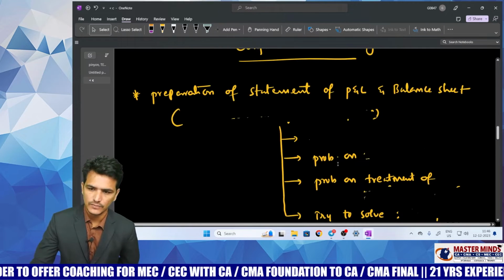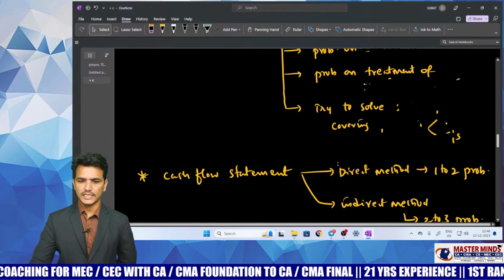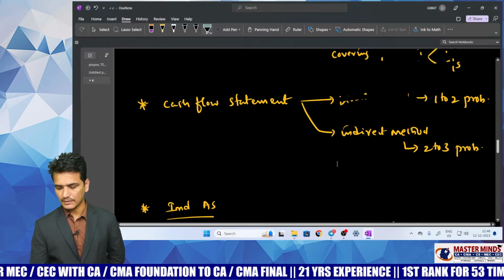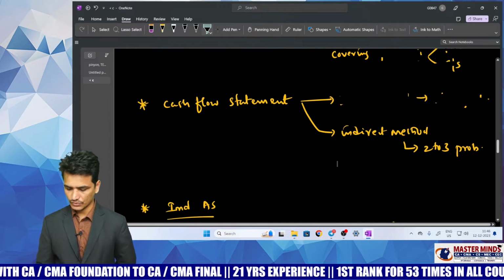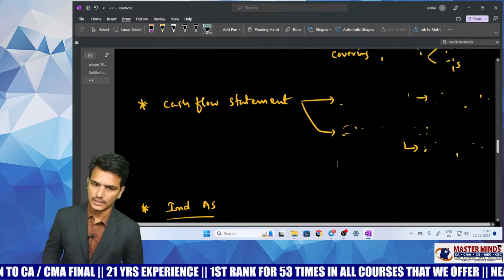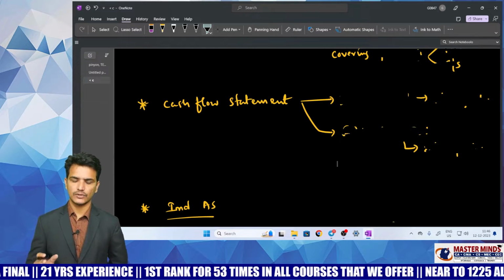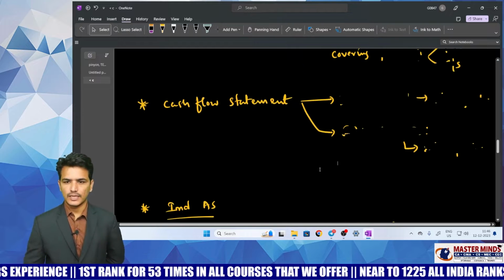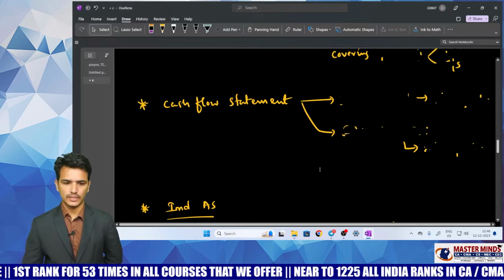Next, you should give importance to the next chapter, that is cash flow statement. Under the direct method, try to cover at least 1 or 2 problems, and next you can cover 2 to 3 problems based on the indirect method. You should cover at least 4 to 5 problems in the cash flow statement, then only you can comfortably solve the questions in the examination. So under the direct method 1 to 2 problems, and under the indirect method at least 2 to 3 problems.